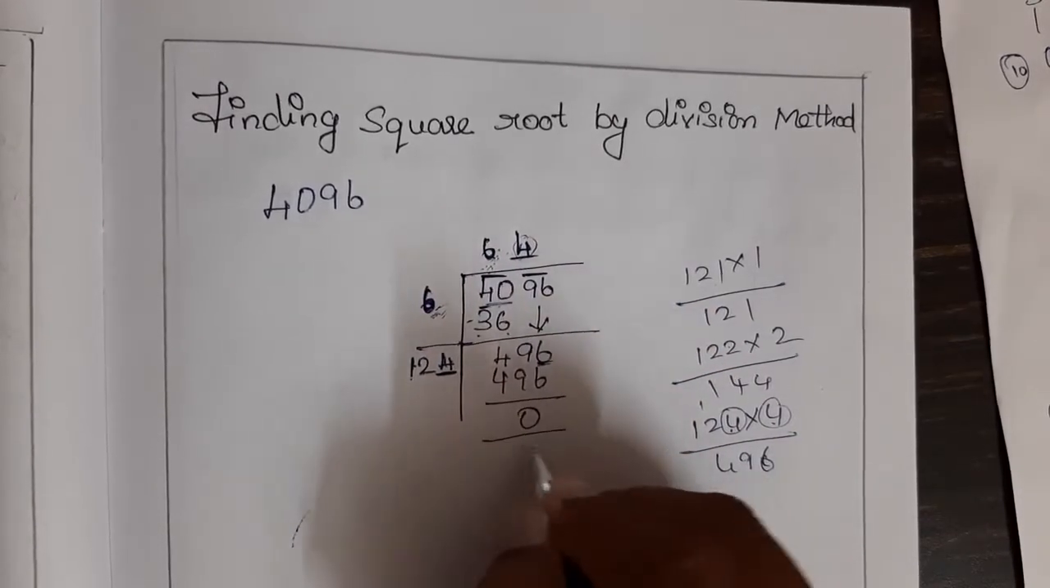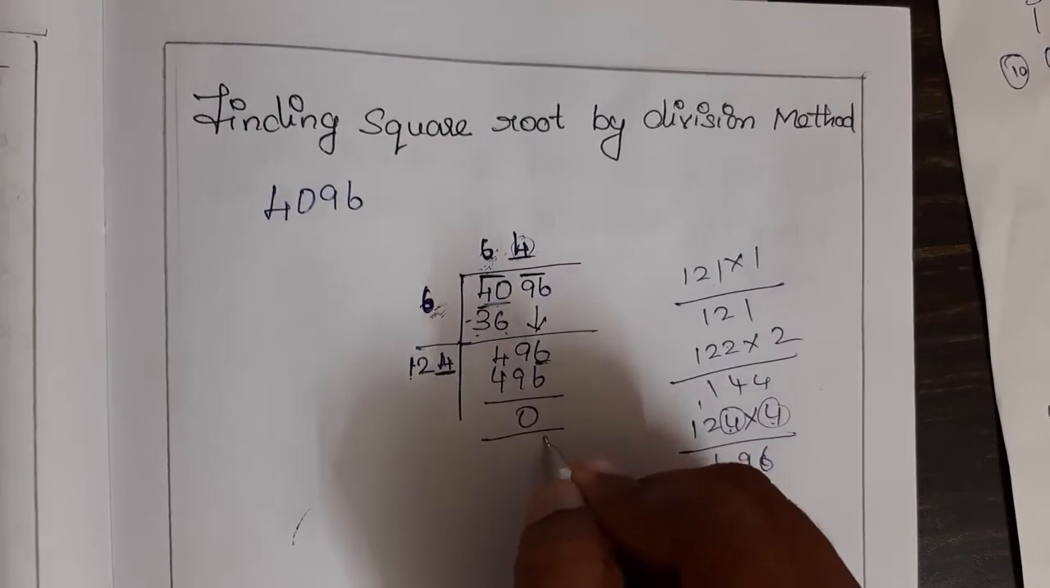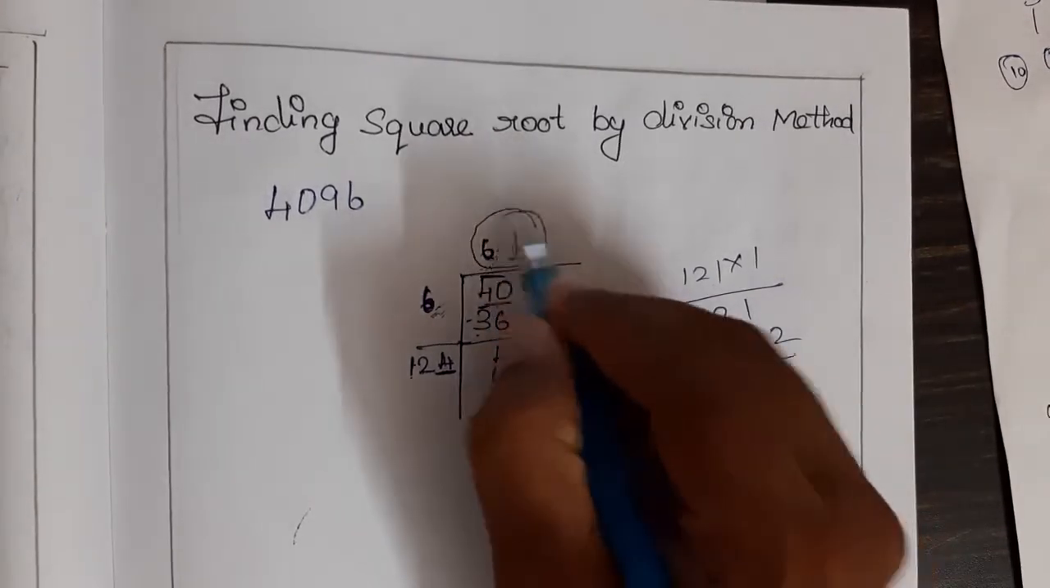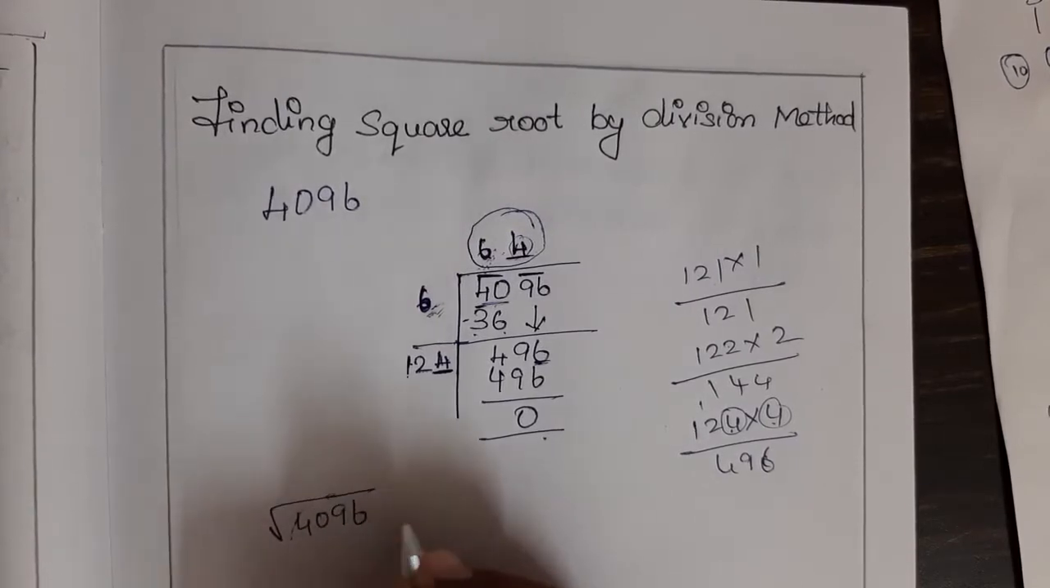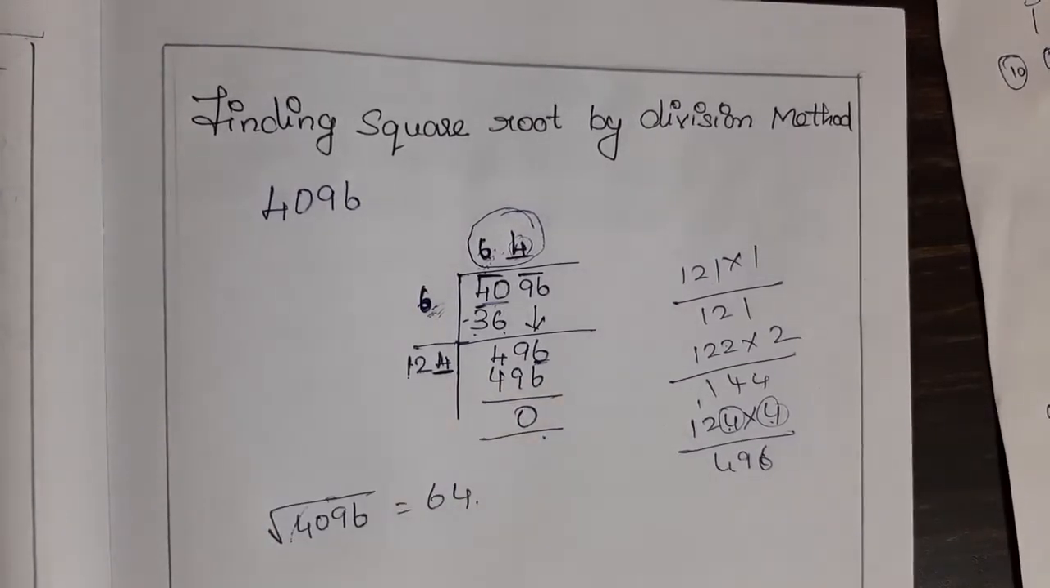If the final remainder is 0, then the quotient is the square root. So the square root of 4096 is equal to 64. Clear?